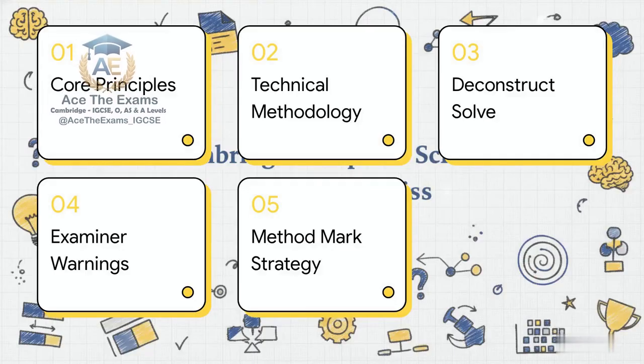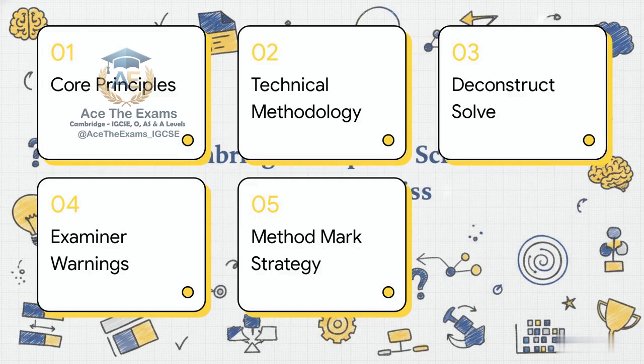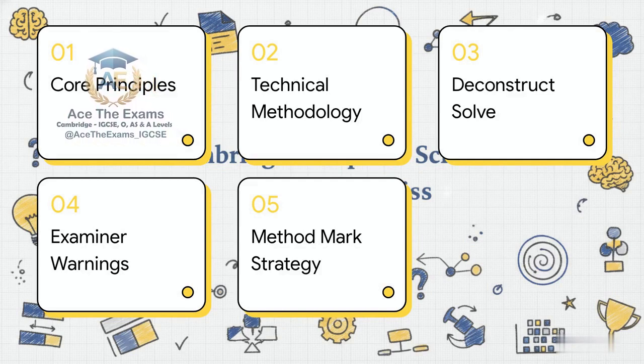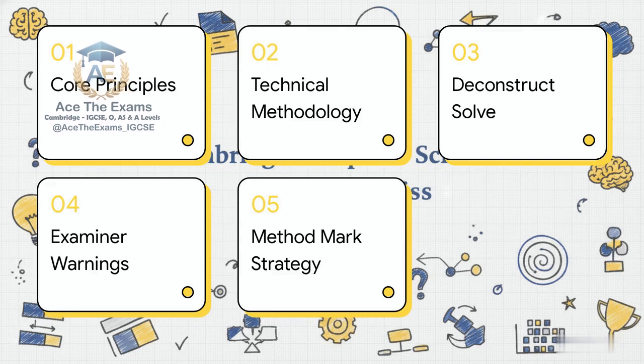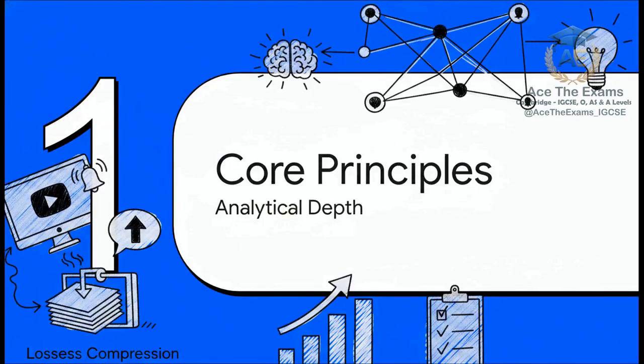To fix this completely, we need a reliable roadmap. Here is our agenda for today's explainer. First, core concepts and principles. Second, the technical methodology. Third, the deconstruct, solve, evaluate framework. Fourth, top examiner warnings. And finally, number 5, the method mark strategy. Let's jump straight into Section 1, Core Concepts and Principles.